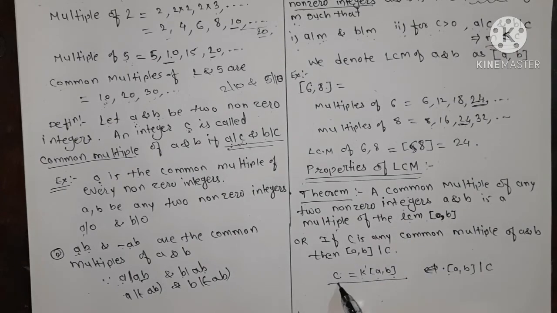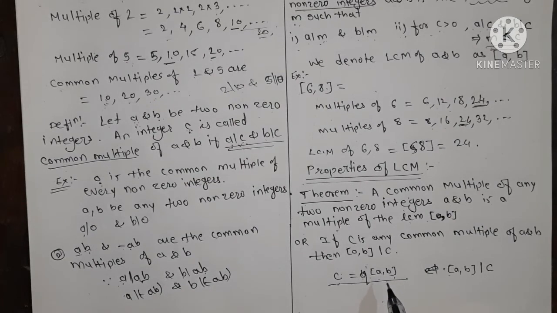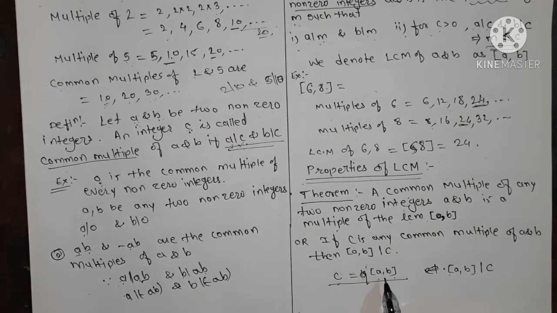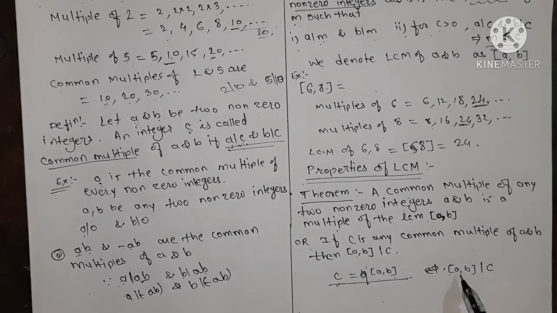So what we have to prove is that if c is a common multiple, then c is written as q times the LCM of a and b. Then we say that c is a multiple of the LCM of a and b. Our statement is that if c is any common multiple of a and b, then the LCM divides c. Because of this divisibility, we say that the LCM of a, b divides c. Okay, so let's prove this theorem.